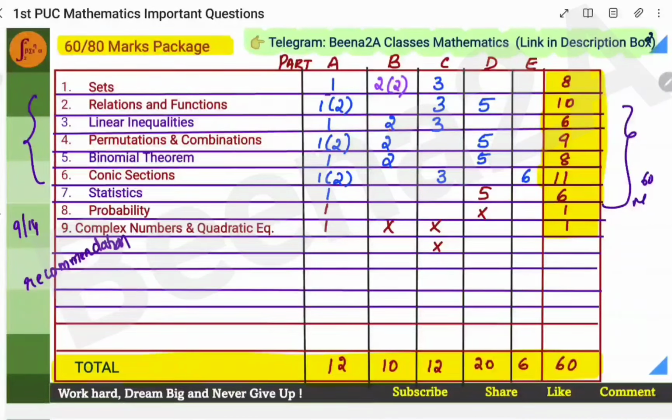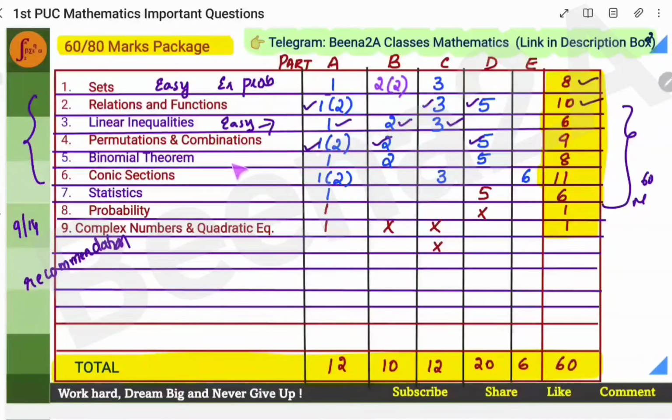Linear inequalities. Easy chapter, right? Straightforward. There is no confusion in linear inequalities. Straightforward questions. So 1 marker, 1 2 marker, 1 3 marker. Permutations and combinations. Here again you have 2 1 markers, 1 2 marker, and 1 5 marker.